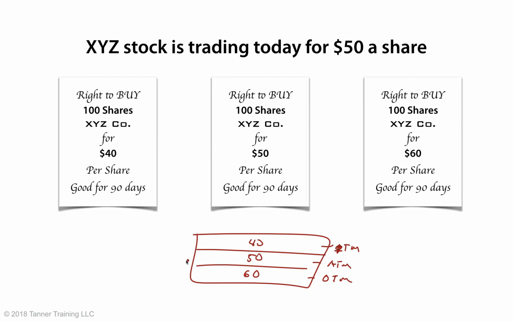Another way we could do this is we could say this is the at the money strike, right? And we could also say this is one strike out of the money, or this is one strike in the money, or we could say this is $10 out of the money, or this is $10 in the money. We could use the number of strikes away, or we could use the dollar amount.